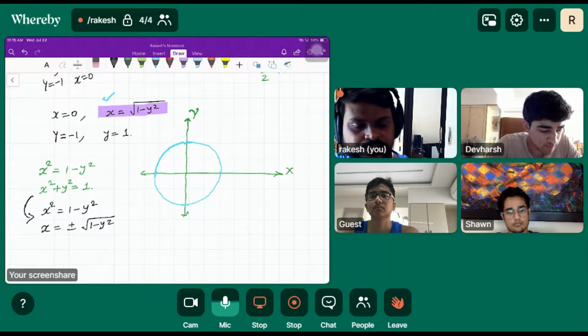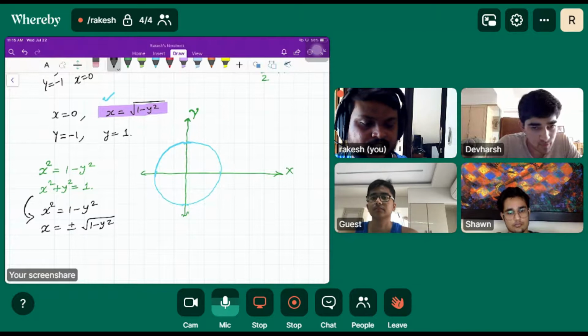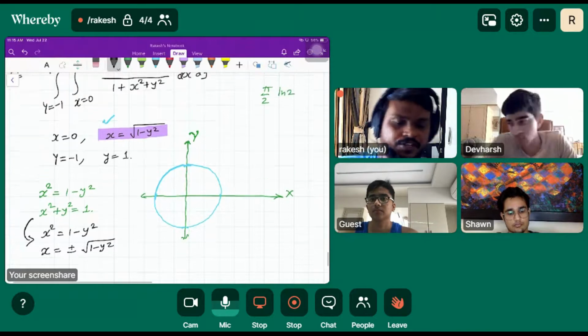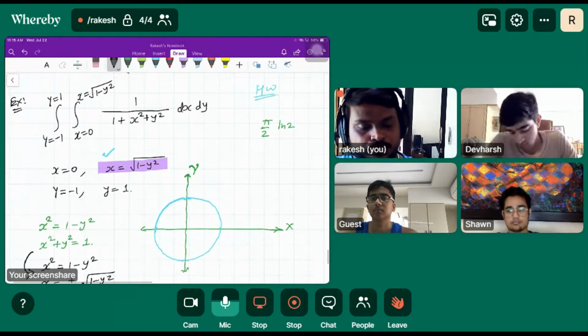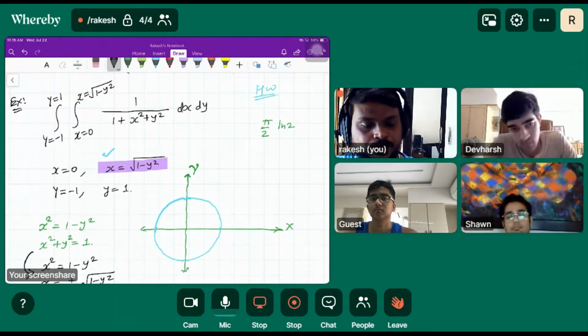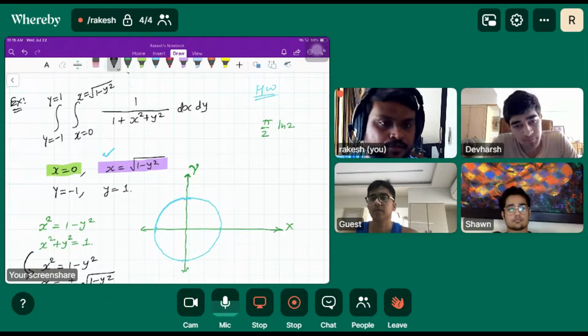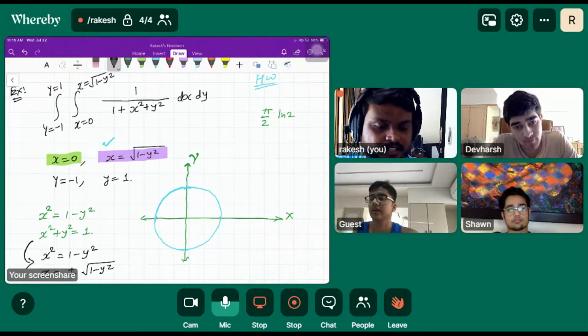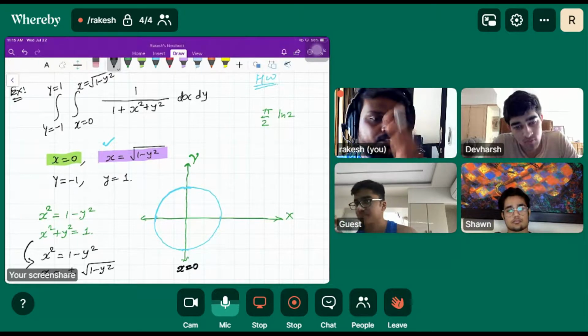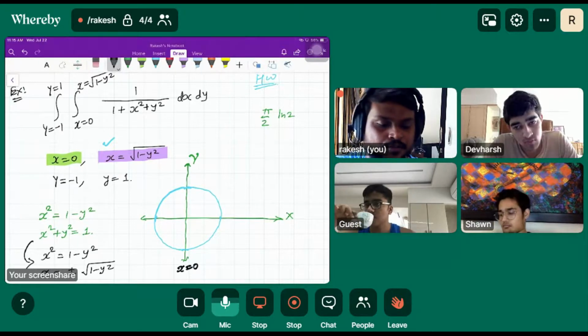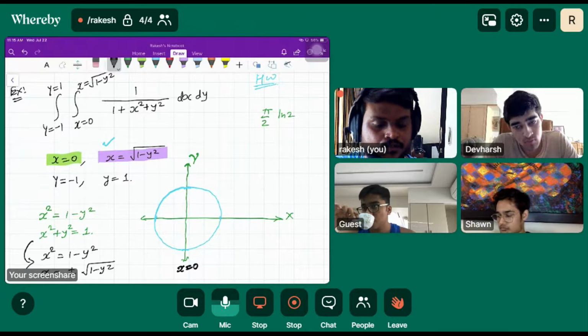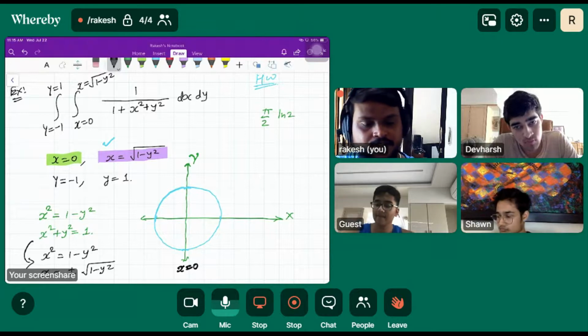Now your region is just in the first and fourth quadrant. And what is x is equal to 0? That's the y-axis. So x is equal to 0 is the y-axis. It means the region is bounded by that, and by y is equal to minus 1 and y is equal to 1. That also we have to understand.